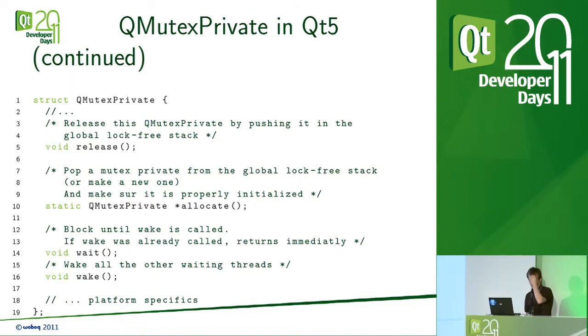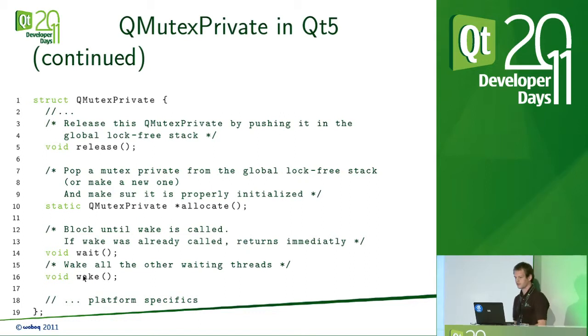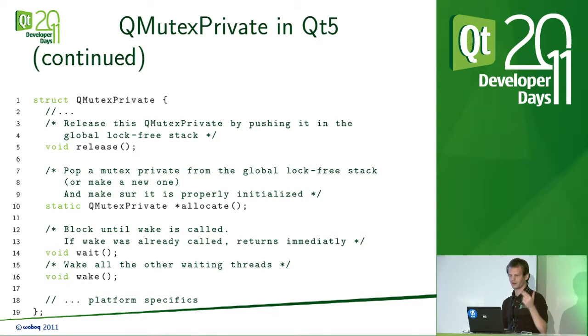or we will return a new one if the lock-free stack was empty. And then we have some platform-dependent code here, so wait and wake, which will basically wait on this mutex until the other thread wakes up. And an important point here is that if you wake up and then you wait, then the wait will do nothing. So once you call wake on a mutex private, a call to wait will just return.